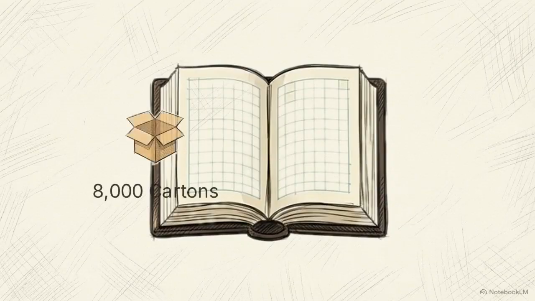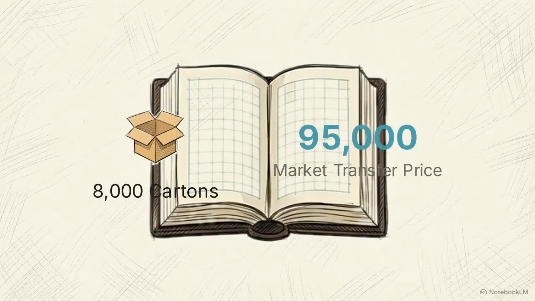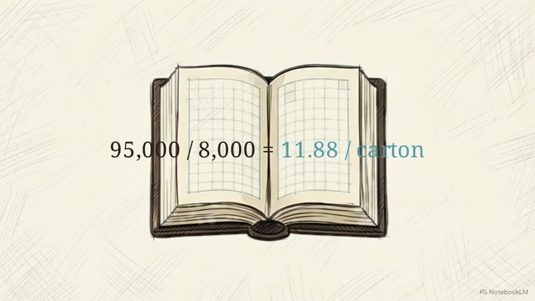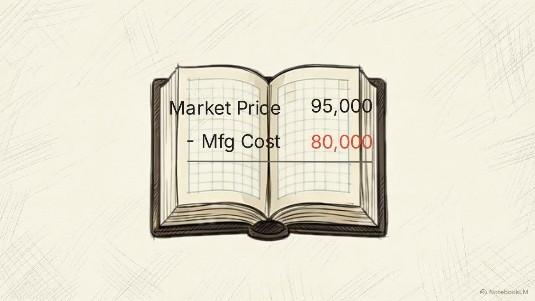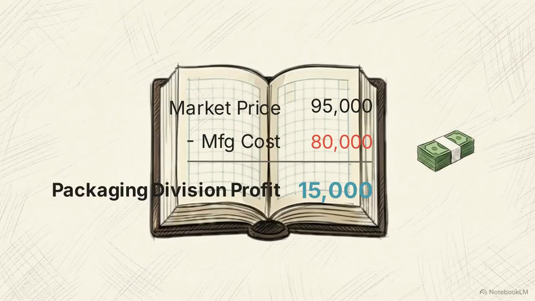The current market price for an 8,000-carton batch is 95,000 rupees, which immediately becomes the internal transfer price. If that 95,000 total is divided by 8,000 units, the per-carton transfer price sits at 11.88 rupees. To find the packaging division's internal profit under this method, we subtract their 80,000 rupee manufacturing cost from the 95,000 rupee market transfer price. That leaves a clean 15,000 rupees in profit.